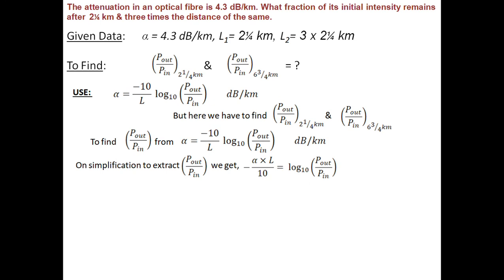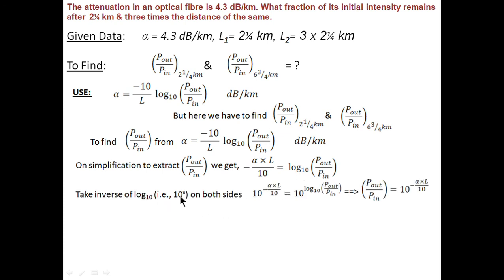Remember, when you have to get rid of sine, you have to multiply it with sine inverse. When you have logarithm to base e, you have to multiply it with exponential e, that is, you have to take the exponential function. If you want to get rid of log to base 10, you have to take 10 to the power x. So the inverse of log to the base 10 is 10 power x. You take it on both sides.